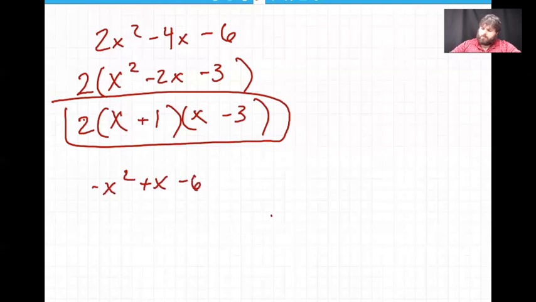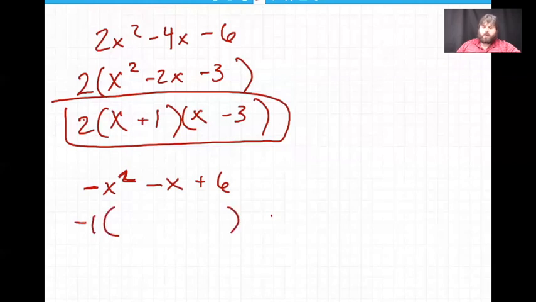All right, last one we're going to look at here, negative x squared plus x minus 6. Sorry, got that wrong. Negative x squared minus x plus 6. Okay. Now this doesn't look like there's a GCF, but you see how that negative sign is in front of the x squared? We don't want to factor it with a negative sign in front of the x squared. It gets pretty messy and kind of confusing. So I'm just going to pull out a negative 1 to get rid of that negative sign. So I'm going to factor out a -1.